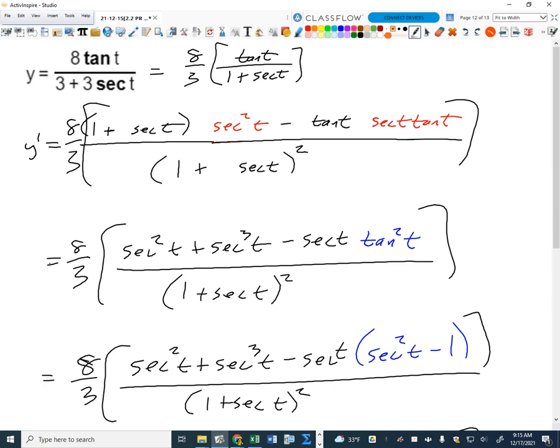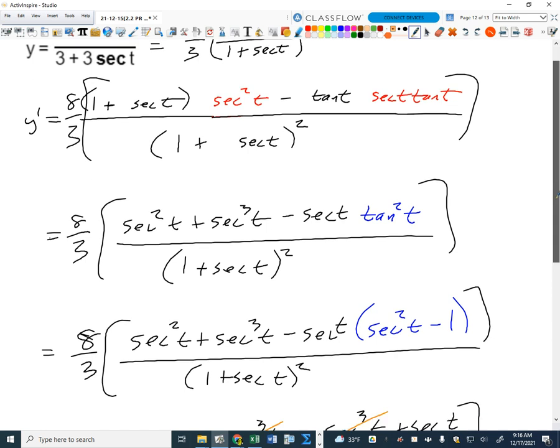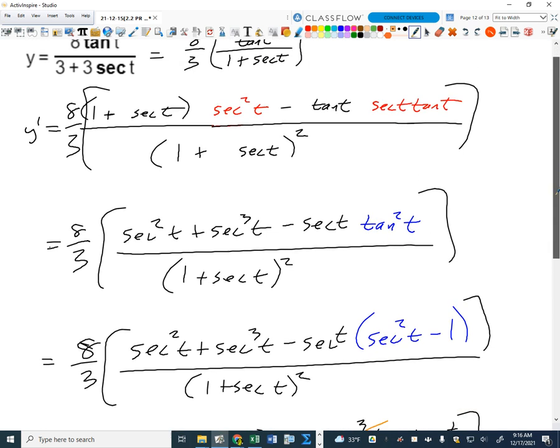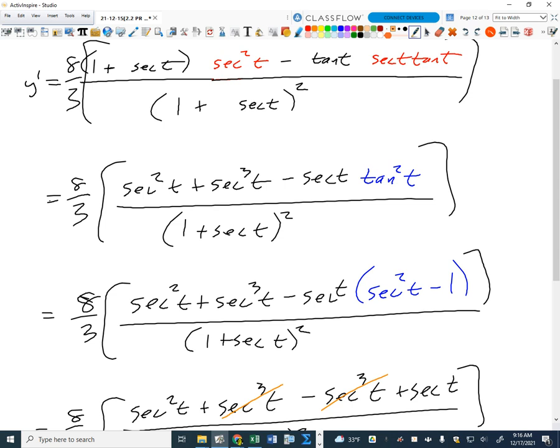So I'm going to apply the quotient rule. So I've got low d high, right? The derivative of tangent is secant squared, minus high times the derivative of the bottom. The derivative of 1 is 0, plus the derivative of secant is secant tangent, divided by 1 plus secant quantity squared. Okay? Well, I could distribute here, right? And that's going to give me secant squared plus secant cubed minus secant tangent squared.